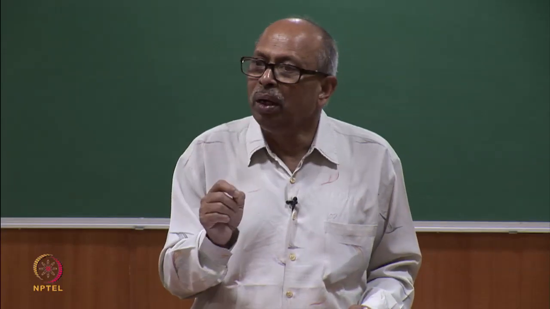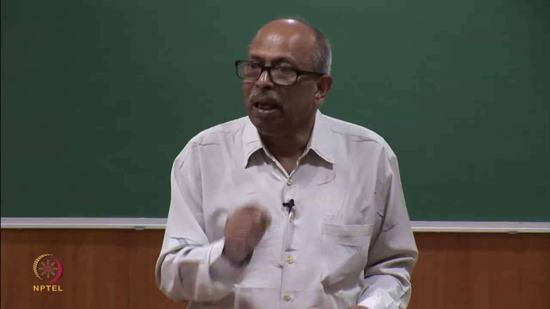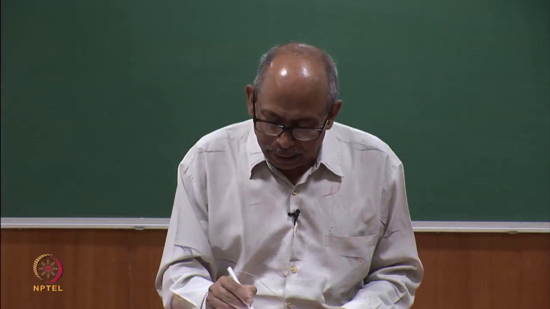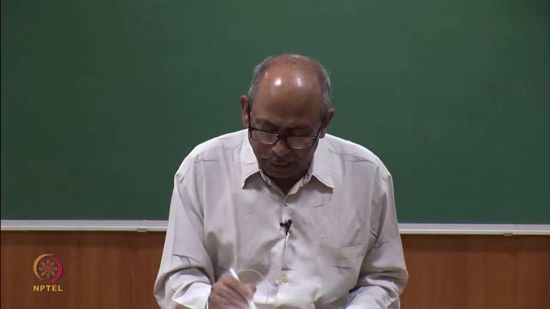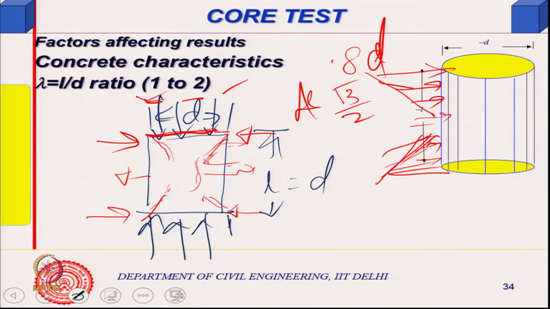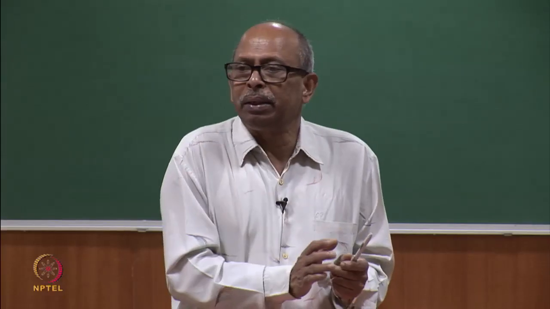So, strength is therefore a function of L by D. The generally recommended L by D is 1 to 2. If it is less than 1, the specimen tends to become too small and the end effects are much more prominent. So, in the most standard core test, L by D is restricted to 1 or 2.